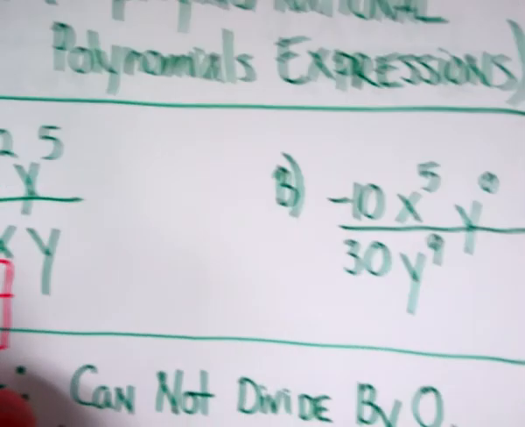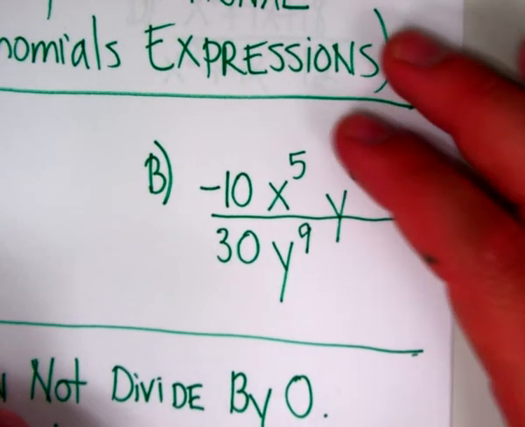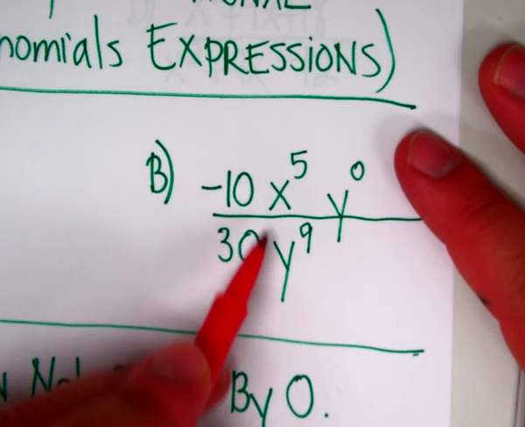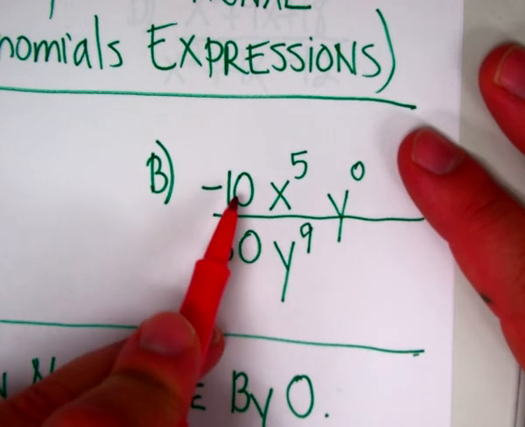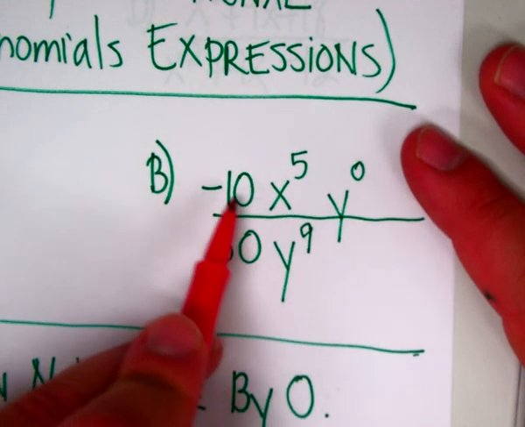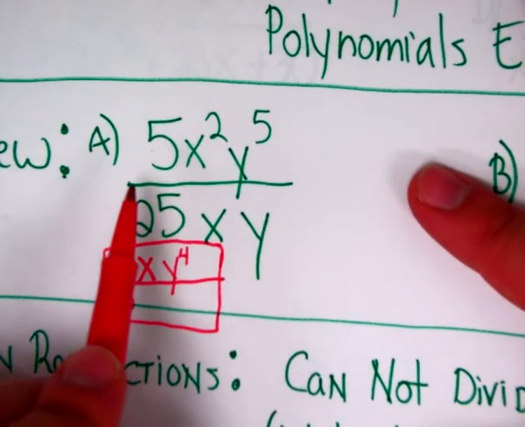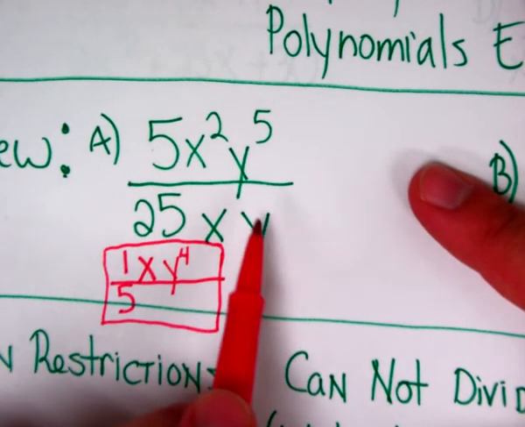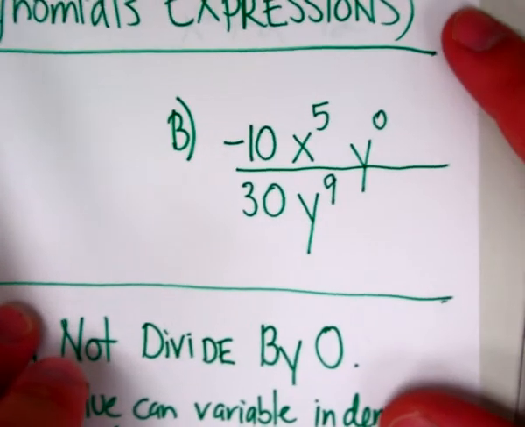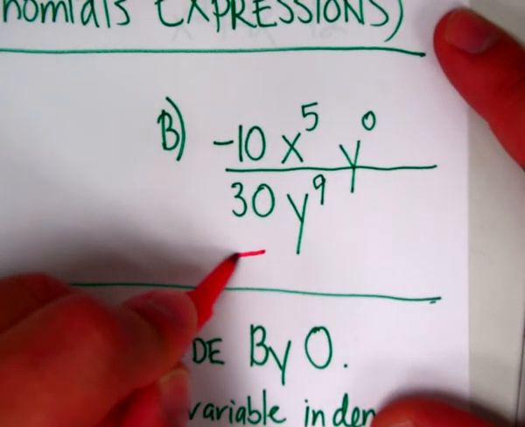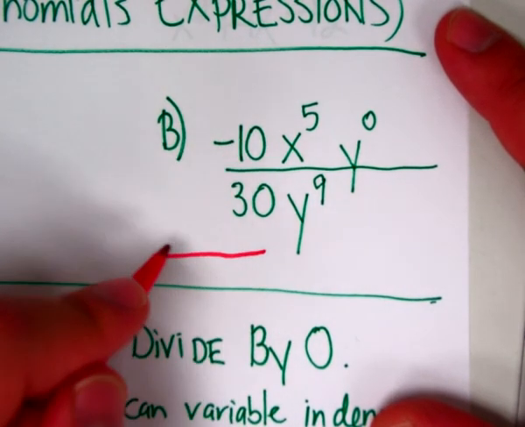Look at letter B. Same principle here. Notice, again, there's no pluses or minuses between any of these, which means this whole thing is one monomial, just one term, and this is one term, just like this one was one term and one term on the bottom. So when we go to simplify this, again, we can simplify top to bottom. This is negative 10 over 30, which is negative 1/3.